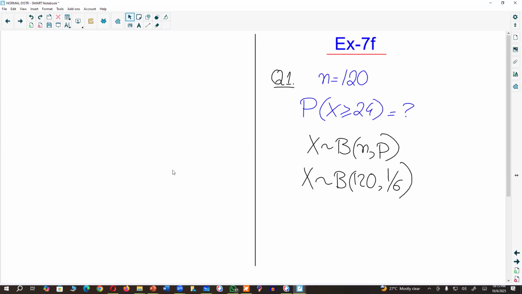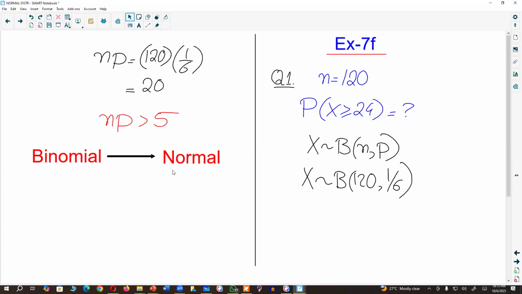Sample size is 120. You want to find x is greater than or equal to 24. So from binomial point of view, 120 is a very big sample. If you try to manage 120 manually, it will be very difficult. So you have to shift it to normal. First you check np. np is greater than 5, so binomial will convert into normal.